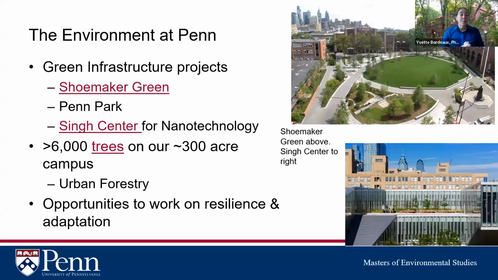We have more than 6,000, actually 6,800 trees, according to the most recent inventory of trees just on our 300-acre campus. That's not including our arboretum, which is up in Chestnut Hill. So urban forestry is a big part of what we do on this campus, and you can get involved in all kinds of really cool projects working with trees if you're interested in an urban setting. There are opportunities to work on resilience and adaptation all over the city, but particularly on the campus, we're always looking for people to work on various projects. So good reasons to study here at Penn.